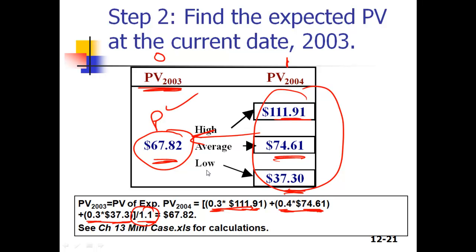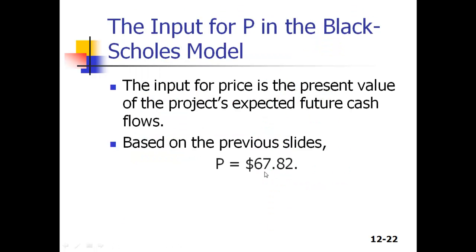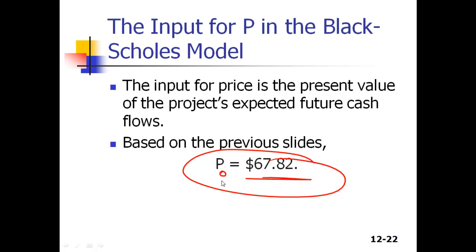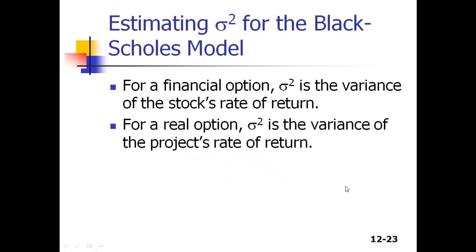So now, what else? On the Black-Scholes set of inputs, we also have P. So what will we do next? So 67.82 is what? This is our estimate of the price at what time? At time 0. So this is our input into Black-Scholes. Now we are going to estimate sigma squared. What's sigma squared in a financial option? It's the variance of the stock's rate of return. For a real option, sigma squared is the variance of the project's return.